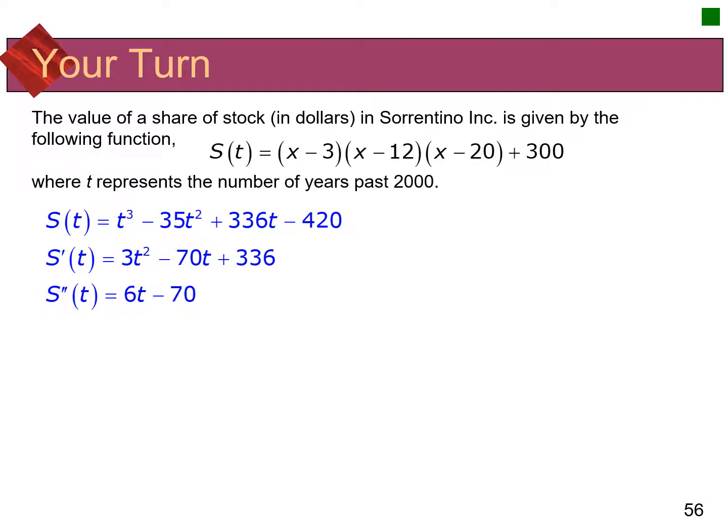finding the first and second derivatives a heck of a lot easier. I don't have to worry about using a product property, especially when I have three quantities being multiplied together. That makes it even worse. So before I get into having to worry about something like that and keeping track of all that, I'm simply going to simplify it first. When I do the first derivative, I end up with 3t squared minus 70t plus 336. When I do the second derivative, which is just the derivative of the first derivative, I end up with 6t minus 70. So now I have a function for the first and second derivatives.